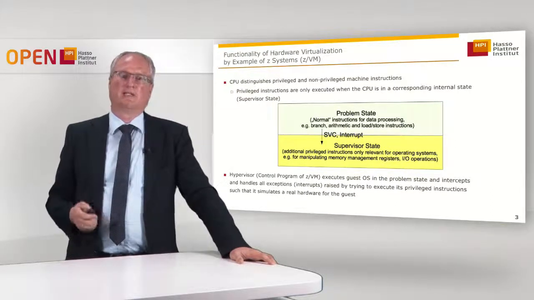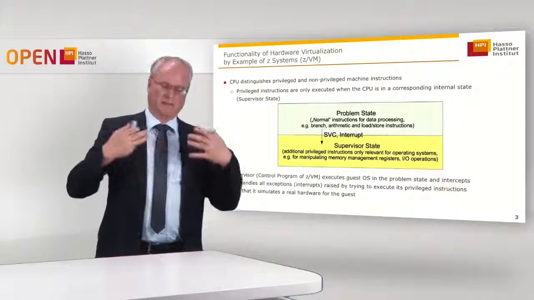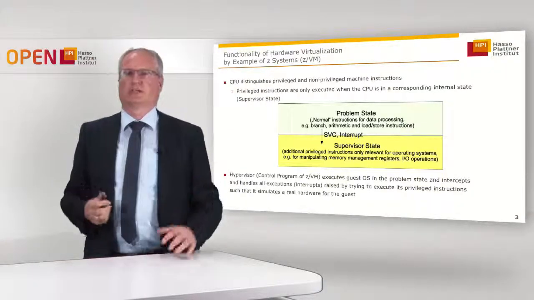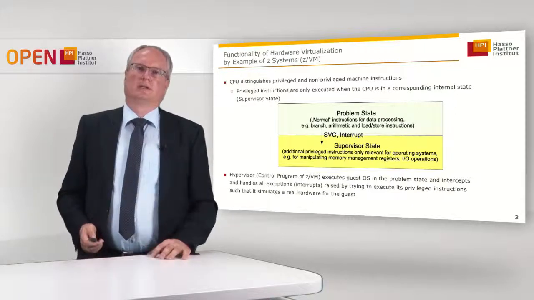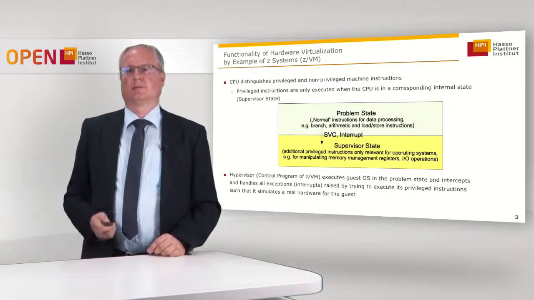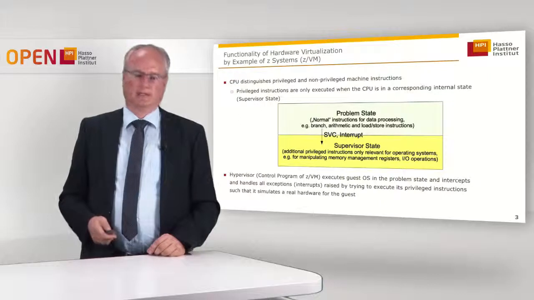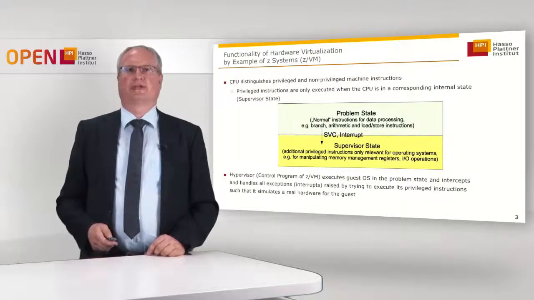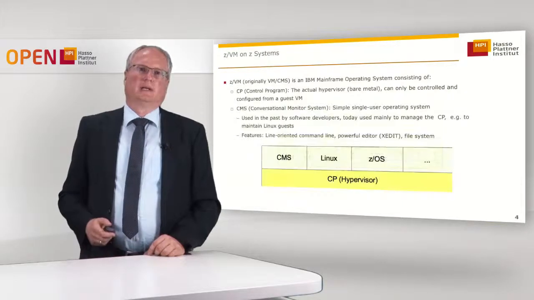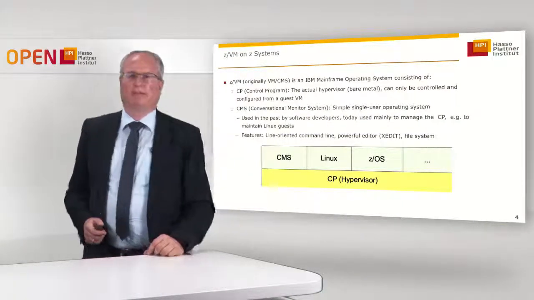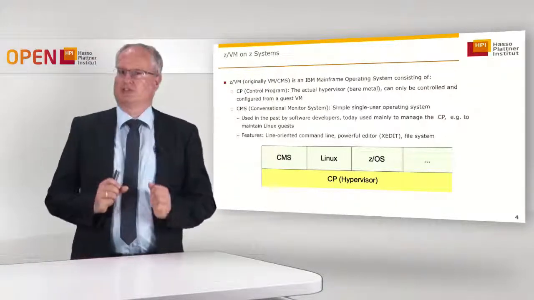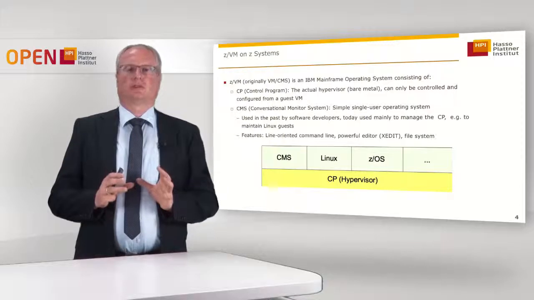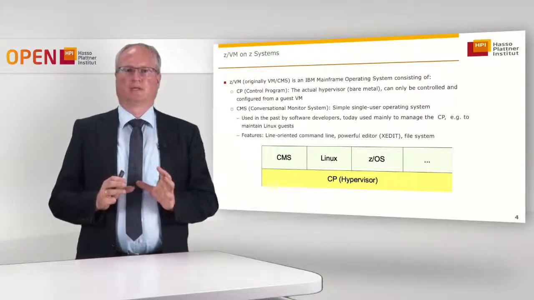In para-virtualization, of course, you need to adjust and modify the guest operating system, which cannot be done for all operating systems. Modern CPUs offer hardware support for this problem, and also the mainframe CPU for many years already offers special hardware support. So let's have a look at zVM. zVM, as we learned, is the hypervisor. So this is partially true, because zVM in total consists of two parts.